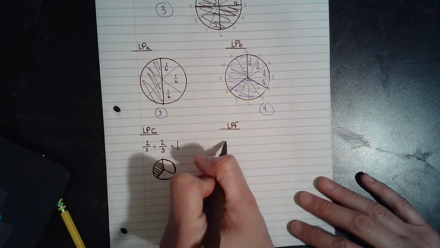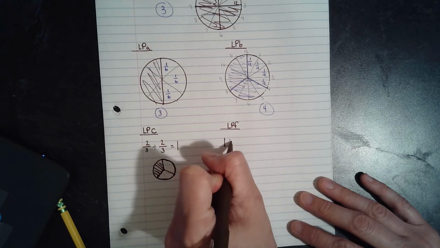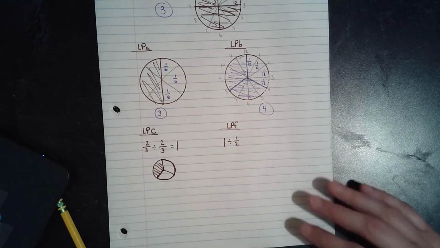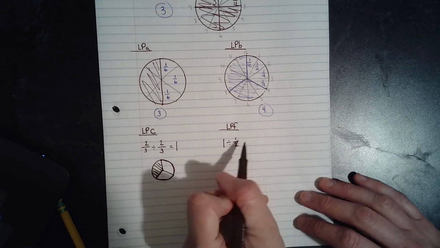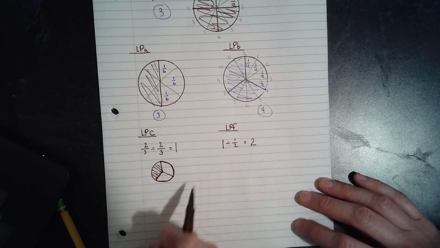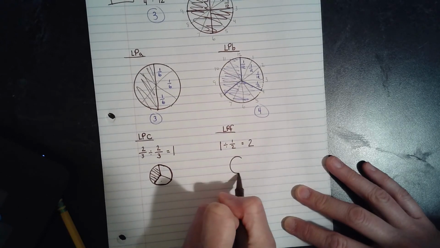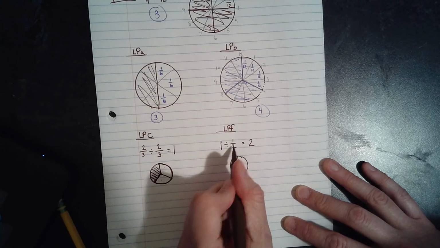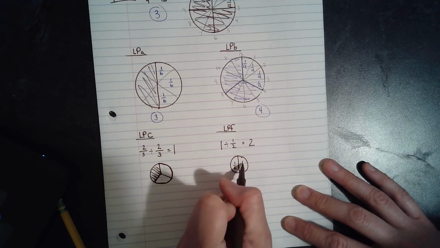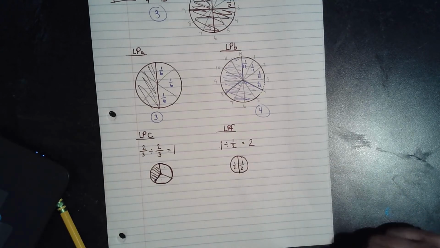And then for letter F, you had to do 1 divided by 1/2. So to do it mentally, you could have thought to yourself, how many halves are in 1 whole? Okay. And the answer then would be 2. There are 2 halves in a whole. But just to sketch it, I would take the whole and I would break it into halves, and I would say, how many 1/2s do I have there? Well, I have 2, and so there are 2 1/2s in 1 whole.